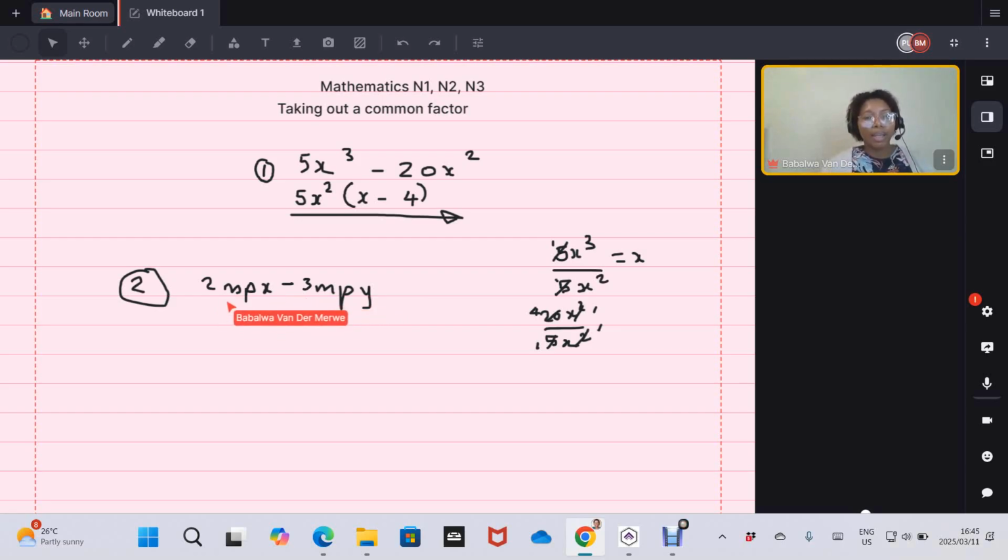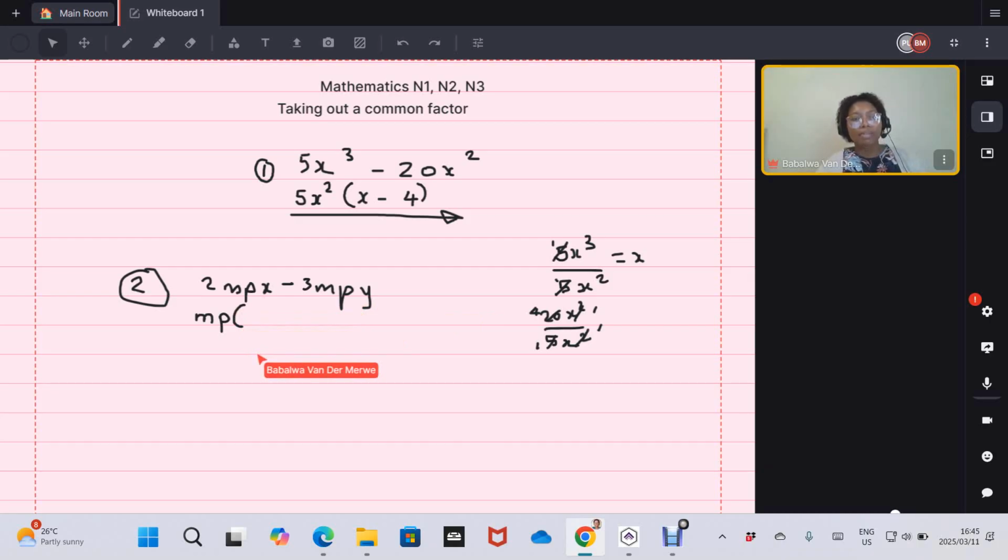Then we look at the variables. We've got an m and an m, so if we take out an m, that will work. Then we look at a p and a p on both terms, so that is common. And then we've got an x and a y, so x and y are not common. Then we open a bracket.